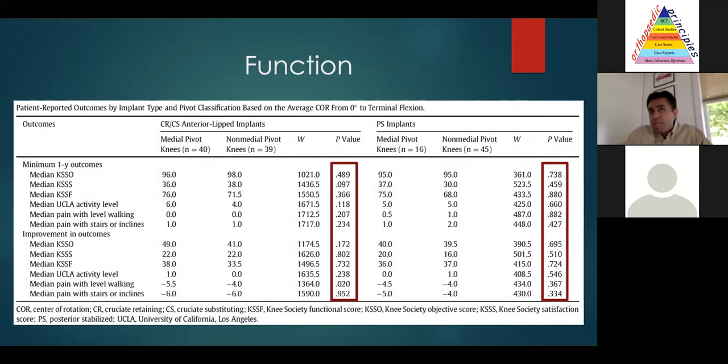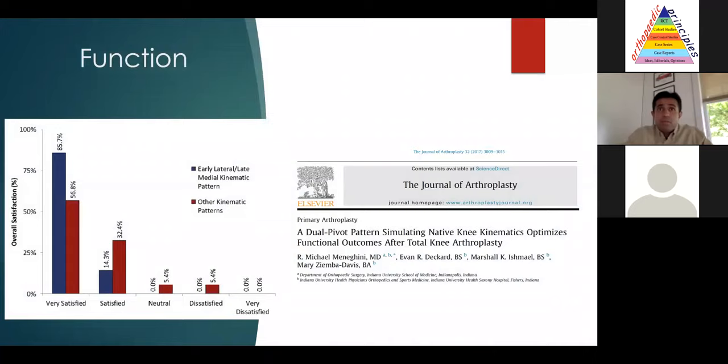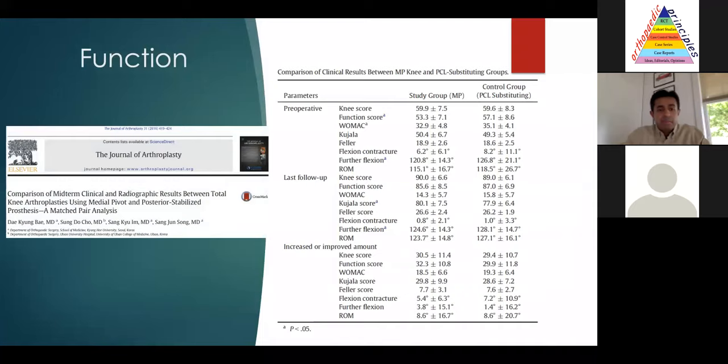A dual pivot pattern, so the early lateral, late medial pivot pattern shown here in blue, seems to have better satisfaction rates than other kinematic patterns. But as Dr. Meneghini's group showed, it is very hard to predict if you can get that LLM type of kinematic pattern from a dual pivot or from a medial pivot knee. What about the midterm clinical and radiographic results between the medial pivot and posterior stabilized patterns? Again, there seems to be a functional benefit for medial pivot, but that it's not complete.